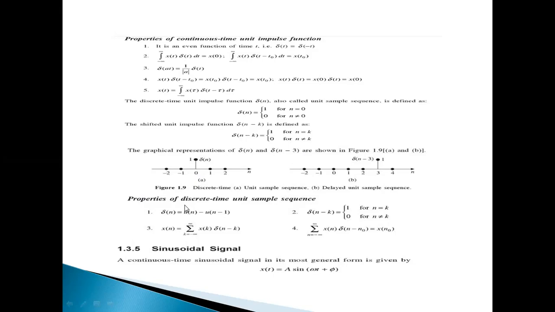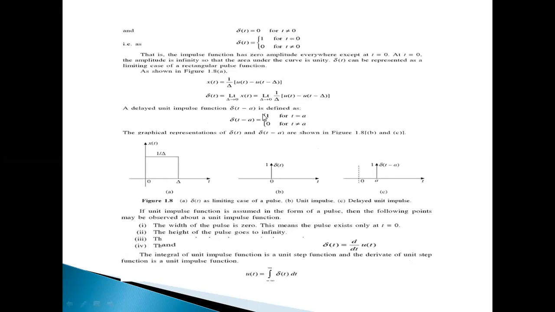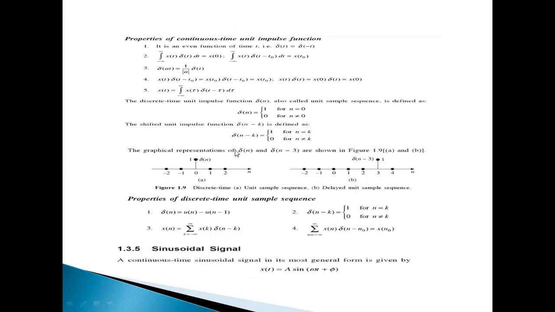Okay, and the properties of the discrete case: delta of n is equal to mu of n minus mu of n minus 1. Whatever we said here is the same: mu of t minus mu of t minus delta. The delta I assume is 1. So delta of t is equal to 1 by 1 into mu of t minus mu of t minus 1. The same way, delta of n is equal to mu of n minus mu of n minus 1. And shifted, delta of n minus k is equal to 1 for n is equal to k, and 0 for n not equal to k.